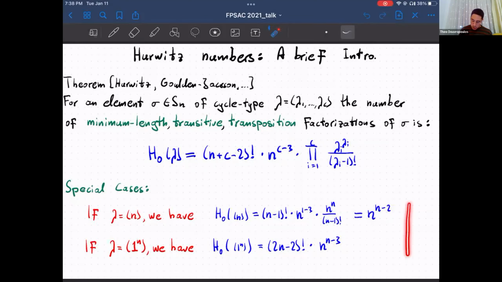The special case of this formula, if you count factorizations of the long cycle, you get n to the n minus 2, which is the number of trees. You count factorizations of the identity. That's important. Even for the identity, the opposite element in a sense, you still get a tree-like factor. And that matters. Trees appear a lot in this context. And you also have the big factorial. All right.